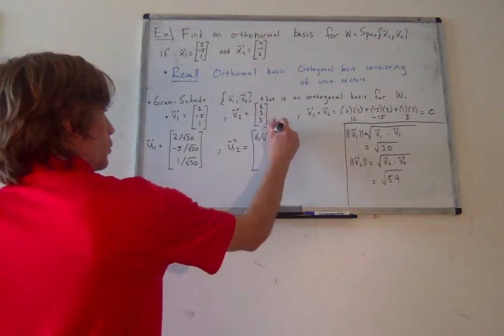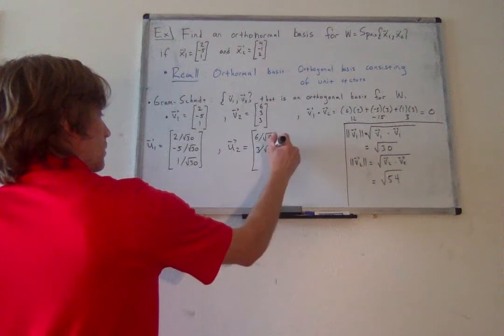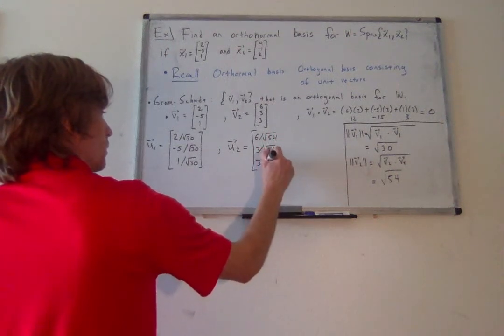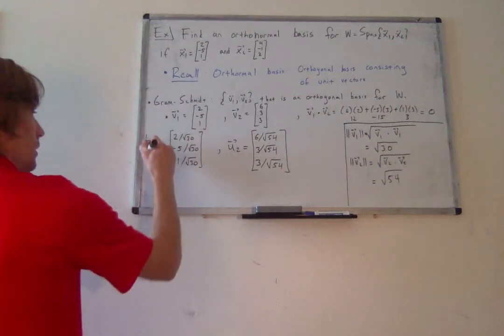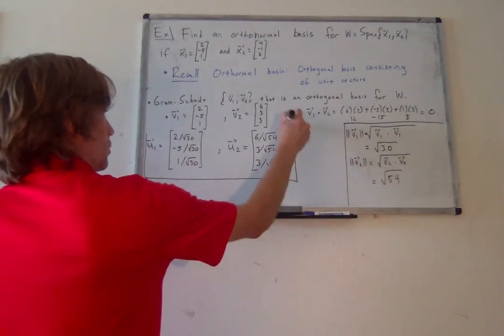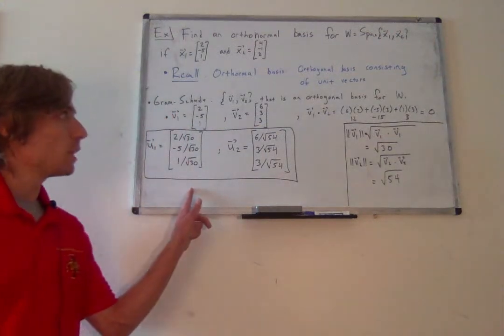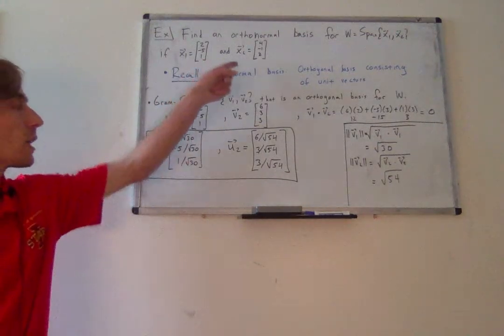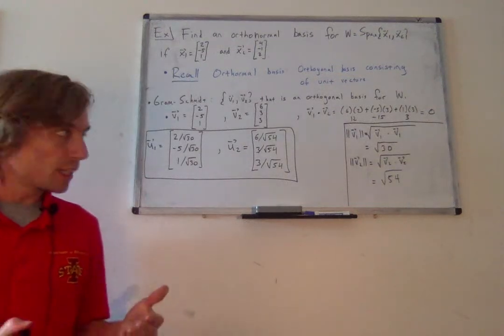And each entry in u2 by the square root of 54. And so this is u1 and u2. This would be an orthonormal basis for the set spanned by x1 and x2. So a little bit of work at the end.